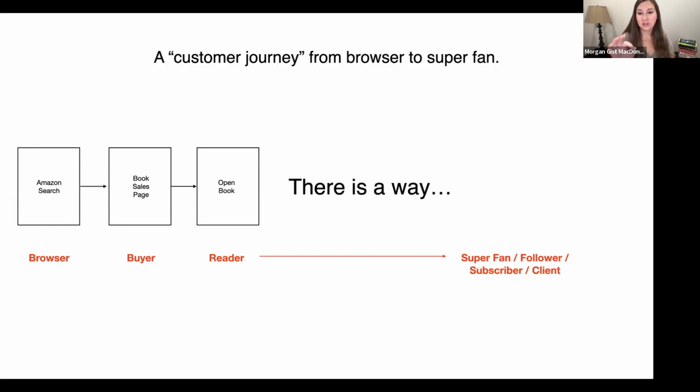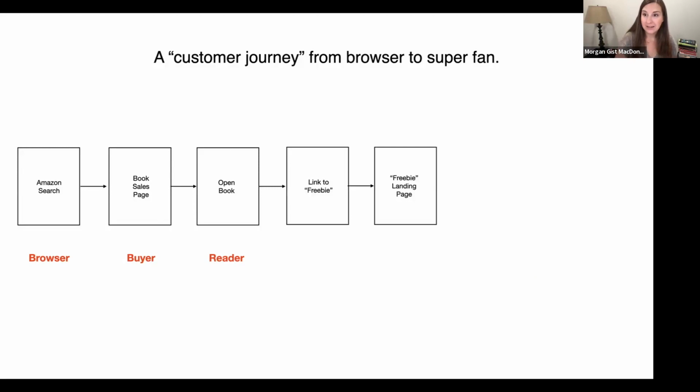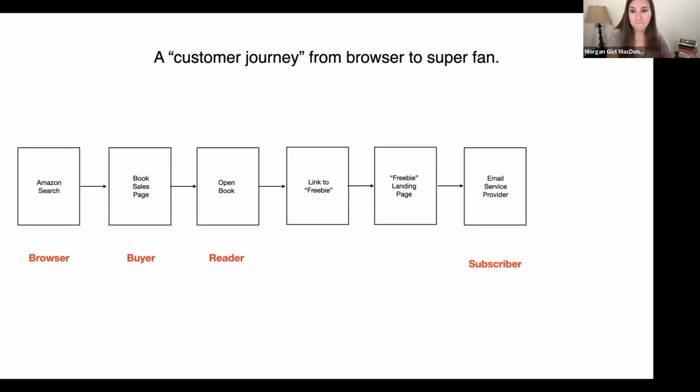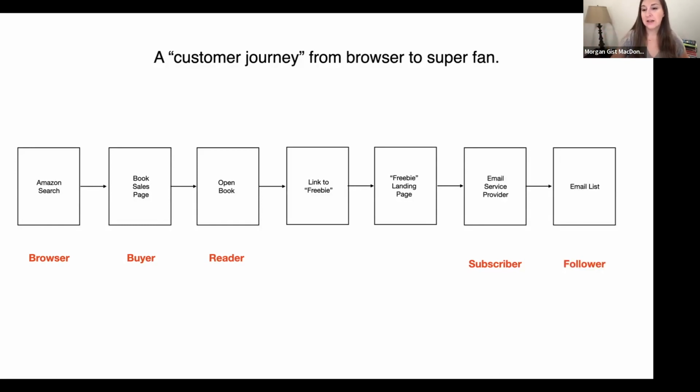I would suggest that there is a way to get folks to become your super fan, your follower, your subscriber. We just need a path to help them do that. Here is the mechanism. We're going to offer a link to a freebie, and that freebie exists on a landing page. I'm going to show you what this looks like. And we ask them to provide their email address so they can sign up for our email list, and now they can become a follower.